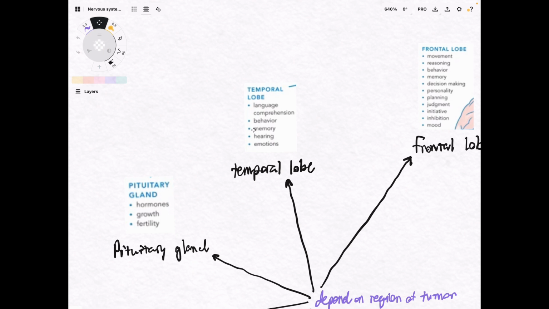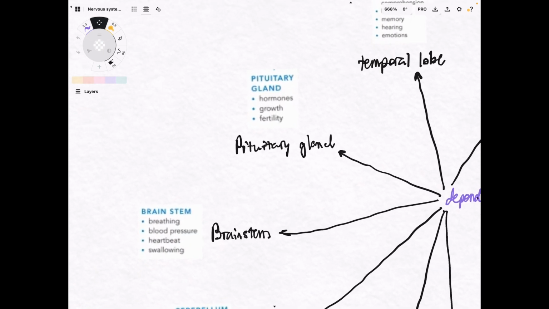Temporal lobe, pretty similar. It's going to be involved with memory. You have that hippocampus there. Behavior, hearing, or your primary auditory cortex in the temporal lobe. Emotions, you have those mammillary bodies in the temporal lobe. And language. You have Wernicke's area in the temporal lobe, and of course Broca's area in the frontal lobe. But then you have some of the arcuate fasciculus in the temporal lobe as well. So language comprehension, language is going to be a little bit disrupted.